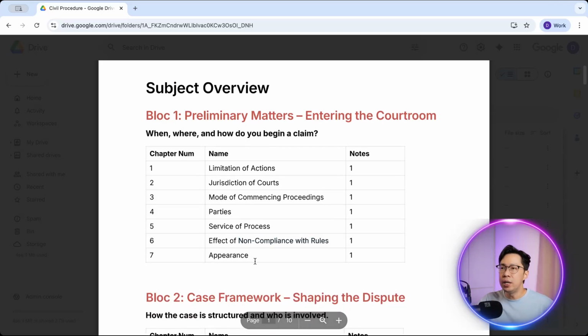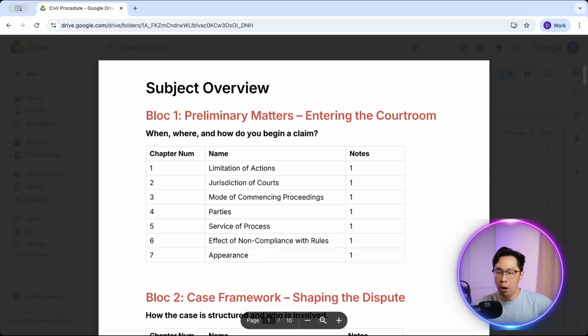Appearance. Appearance is for the defendant. It's for the defendant to enter appearance. It's as if the defendant is telling the court that I want to defend myself. And if the defendant didn't enter appearance, the plaintiff may then enter a judgment in default of appearance, JIDA, against the defendant. So we got block 1 settled.